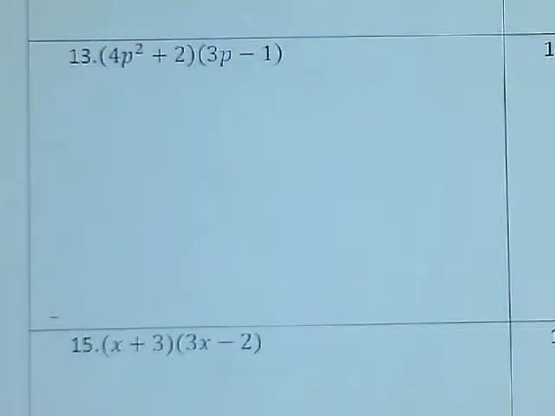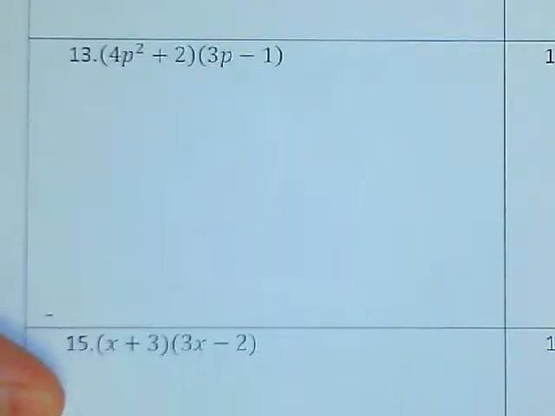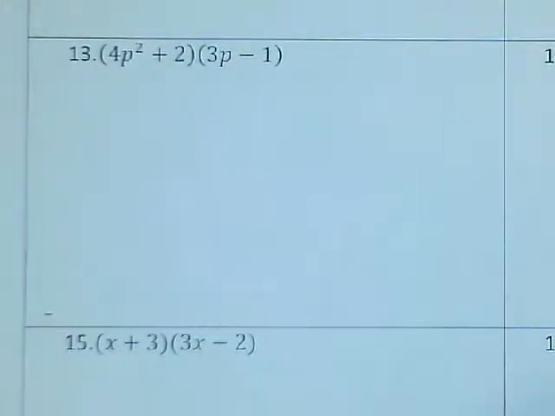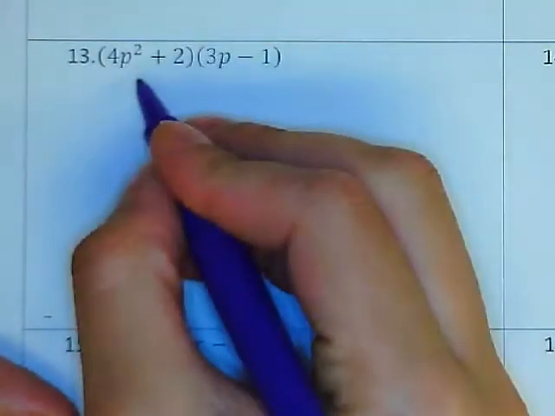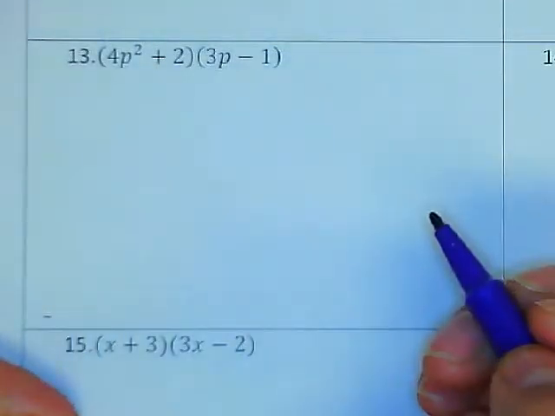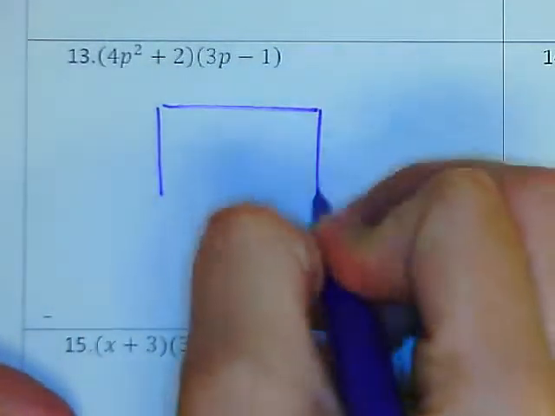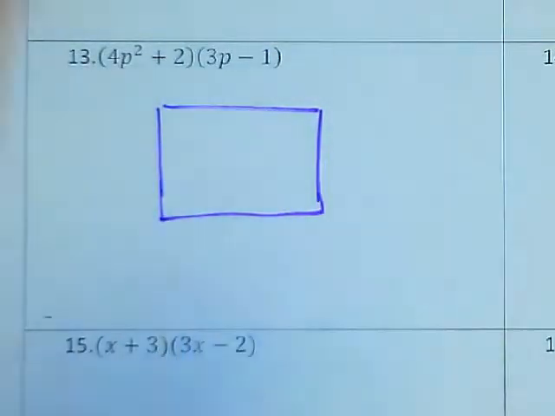Okay, kids, this is number 13 on Thursday's classwork that you should have done for homework to turn in Friday if you didn't finish it in class. So we're multiplying two binomials. Okay, I'm going to use the box method for the example.